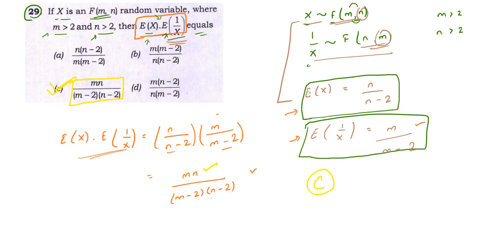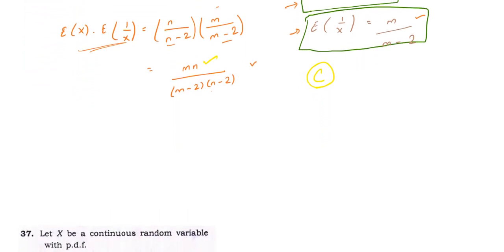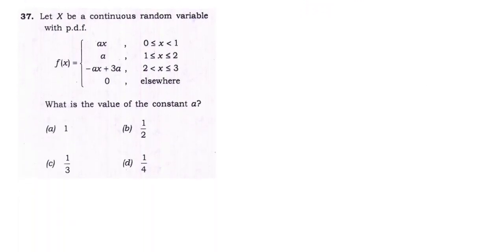After 29 we are going to solve question number 37. This is a very interesting question, so now let's solve question number 37. In question 37, let X be a continuous random variable with PDF. Here you can see we have X as a random variable and f(x) as the PDF, the probability density function of this random variable, and it has been divided into 4 different values for different ranges.